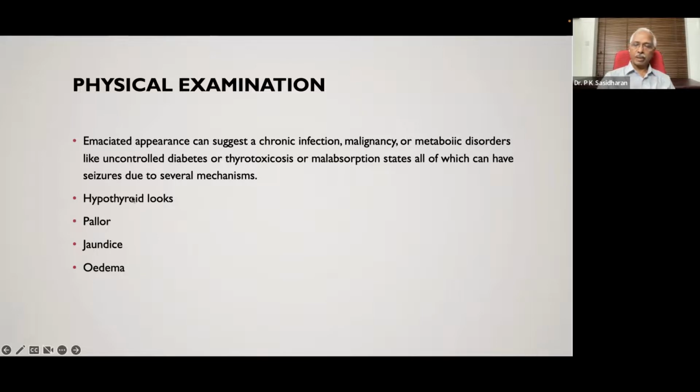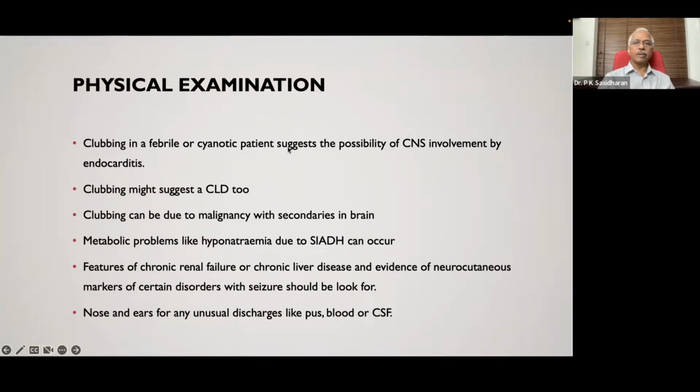Pallor, jaundice, edema, as I mentioned before, should be looked for. Clubbing might suggest cyanotic heart disease or possibility of CNS involvement by endocarditis. If it is a febrile patient, you can have subacute endocarditis, and clubbing and CNS involvement can be the cause of seizures. Or it may be incidentally occurring chronic liver disease, who can have seizures due to multiple reasons, including cerebral edema. Clubbing can sometimes be due to malignancy, and in that case, you may think of secondaries in the brain. Metabolic problems like hyponatremia may be due to SIADH in malignancies or even in hypothyroidism.